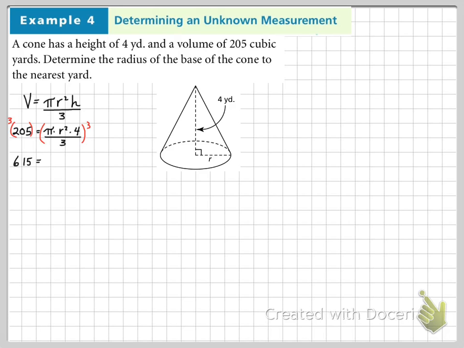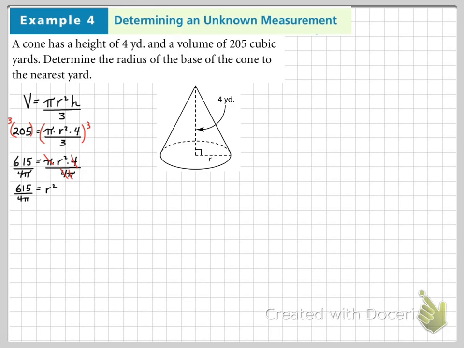So the first thing you're going to do is get rid of the denominator by multiplying both sides by 3. Now 3 times 205 is 615. On the other side, those 3's will cancel to leave me with pi r squared times 4. Now I can clean this up a little bit. I'm going to divide both sides by 4 pi. So on the right side, the 4 and the pi's cancel, and I get r squared. On the left side, I get 615 divided by 4 pi.